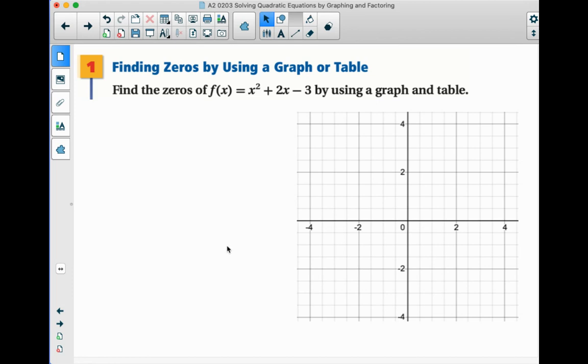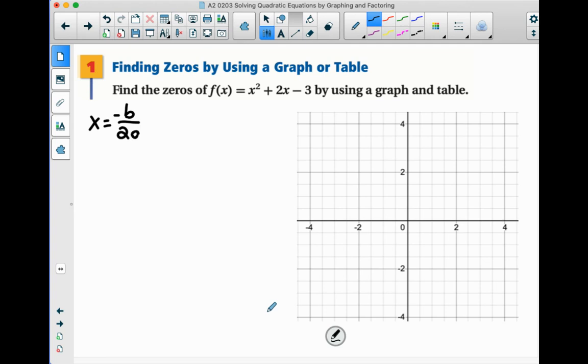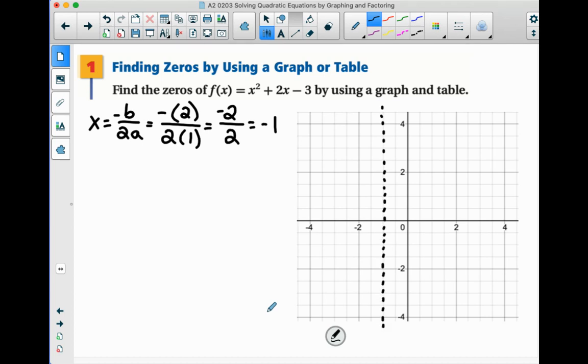Find the zeros of f of x equals x squared plus 2x minus 3 by using a graph and table. The first thing we have to do when we're graphing these is find that axis of symmetry, which is the opposite of b over 2a. In this case, our b is 2, and our a is 1. So we have the opposite of 2, negative 2. 2 times 1 is 2. Negative 2 divided by 2 is negative 1. This is our axis of symmetry. It will be what divides the graph perfectly in half.